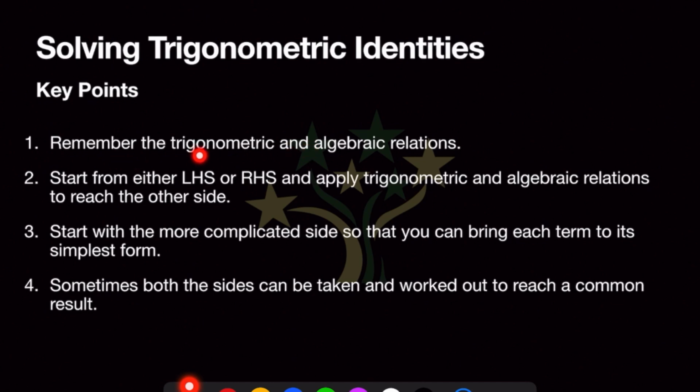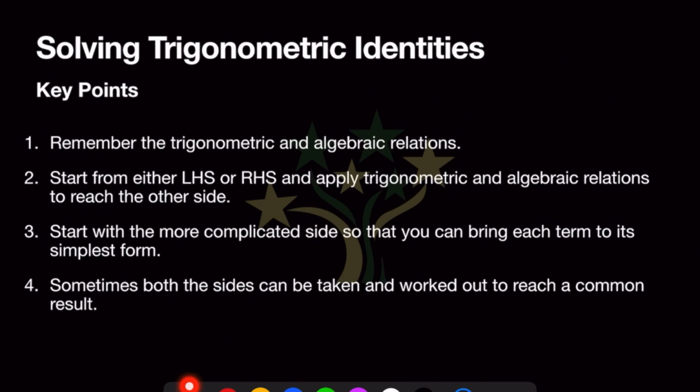First, remember the trigonometric and algebraic relationships. What are the trigonometric relationships? We saw quotient relations, we saw reciprocal relations, and we saw the identities. And the algebraic relationships like (a plus b) whole square, (a minus b) whole square, a square minus b square. So these are quite important while solving the relations.